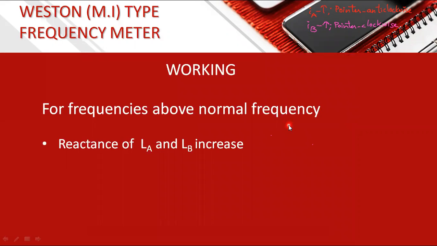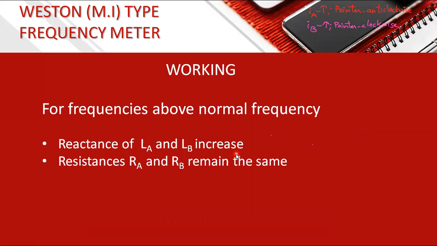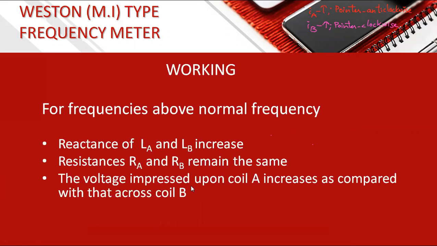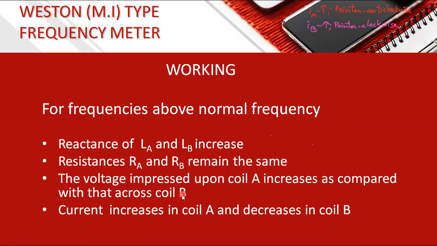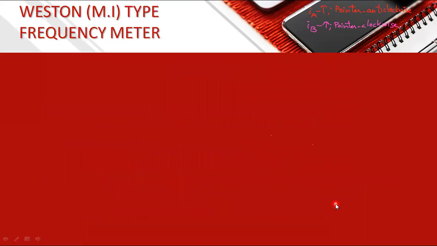Now we have seen that at above-normal frequencies, the reactances of LA and LB increase. So resistances RA and RB remain the same. The voltage impressed on coil A increases as compared to that of coil B. So the current increases in coil A and decreases in coil B.